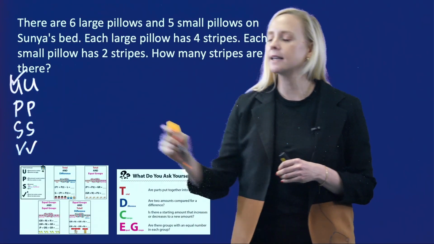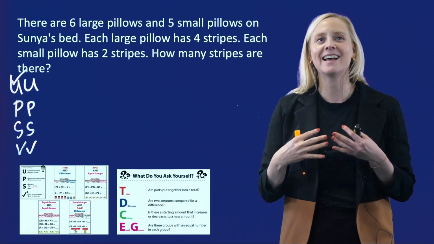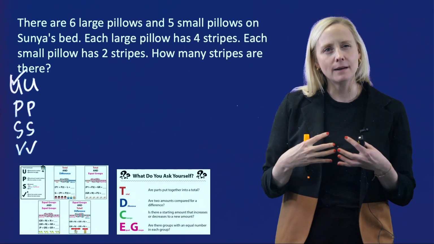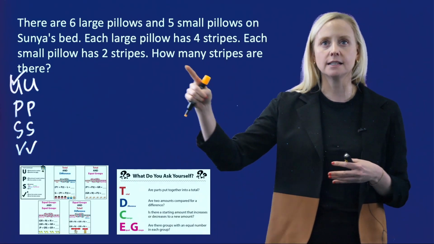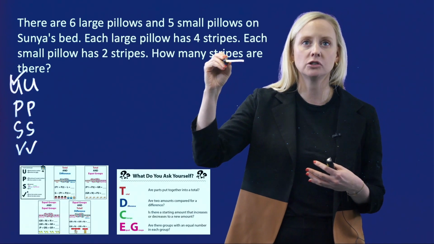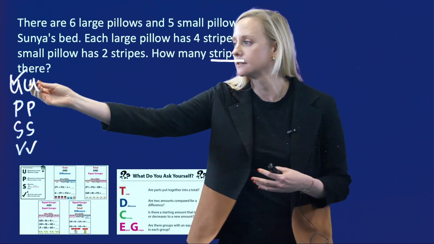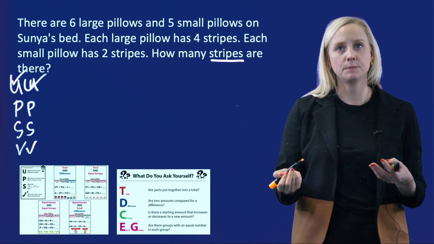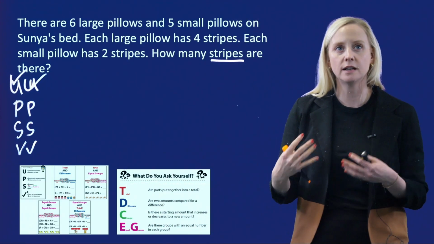Now I'm going to move to my second U, which stands for underline my label. I can typically find my label in my question sentence. It says, how many stripes are there? It's asking me about stripes. So I'm going to go ahead and underline stripes in my question sentence. Now I can move to my first P, which stands for put parentheses around needed numbers.